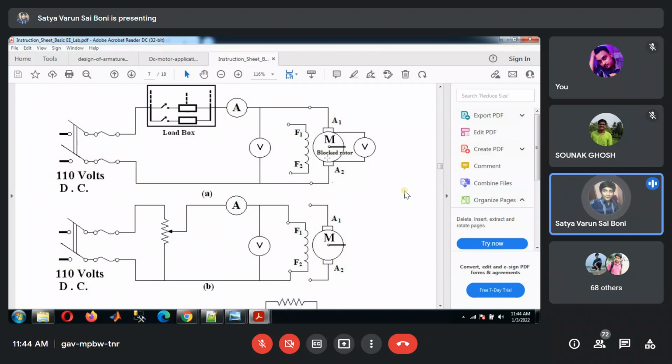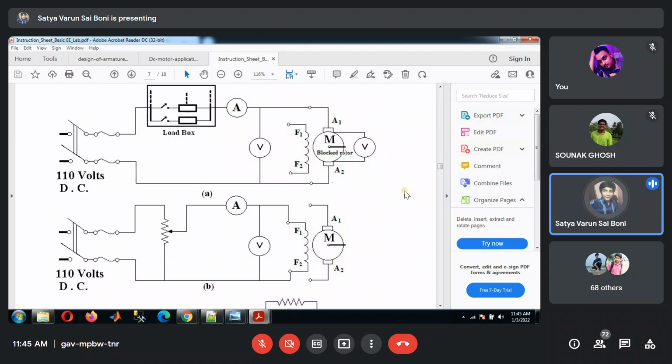Okay, later I will explain clearly so that you can know. If you go to any electrical lab, how do you identify where the armature is? It is across A1 and A2. These points are given separately, and also the field winding F1 and F2 are given separately on the board.